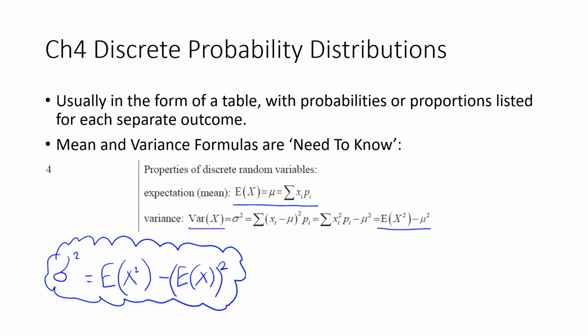You do need to know that the mean, the expectation of x, is the sum of x times p. This is also the case for E of x squared. So instead of x times p, it would be x squared times p.